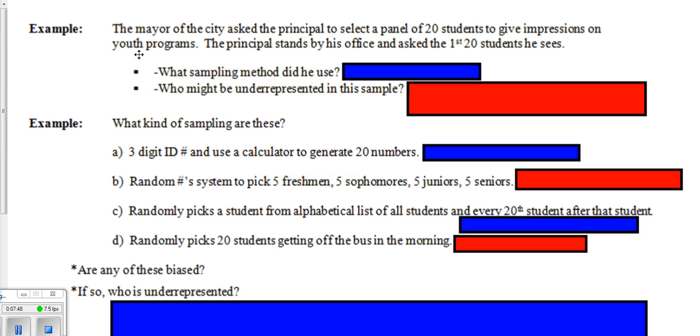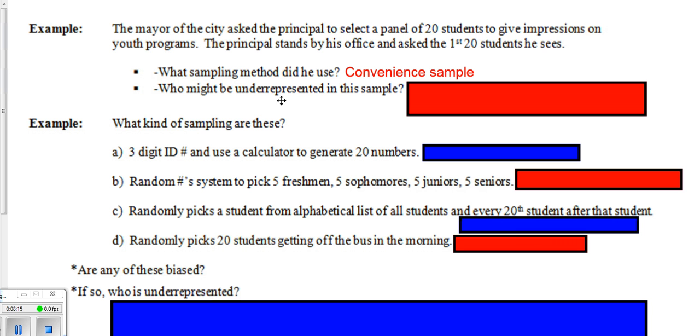So let's look at some examples here. The mayor of the city asked the principal to select a panel of 20 students to give impressions on youth programs. So the principal stands by his office and asks the first 20 students he sees. What kind of sampling method did he use? Well, this would be, again, what we call the convenient sample. He just kind of stood there, and the first people he saw, that's who he chose. It's very convenient for him because it's not necessarily random.